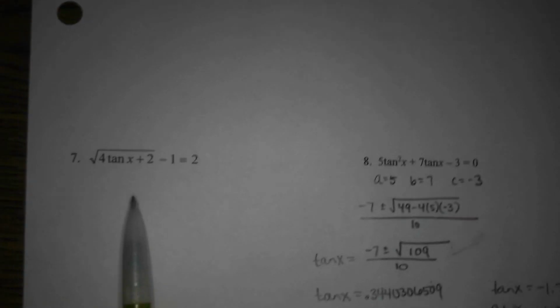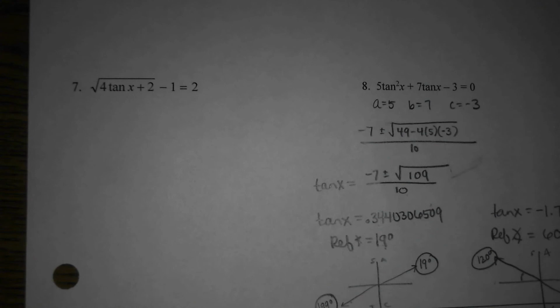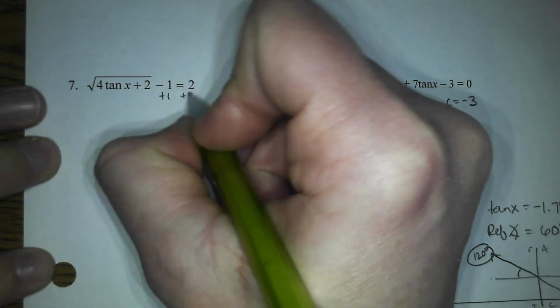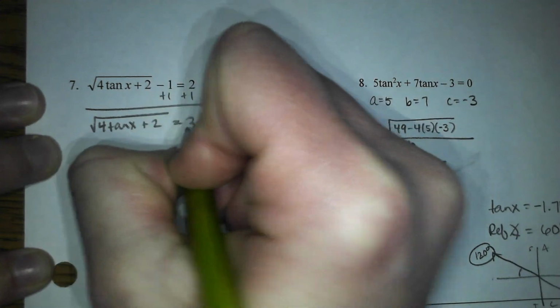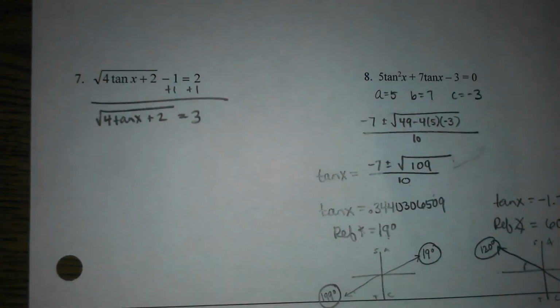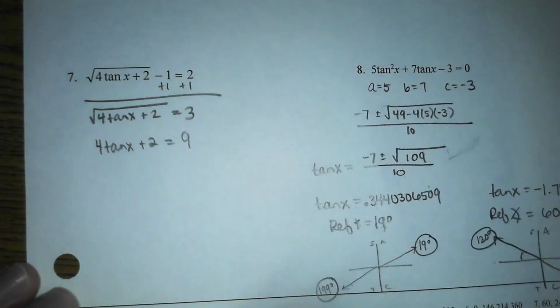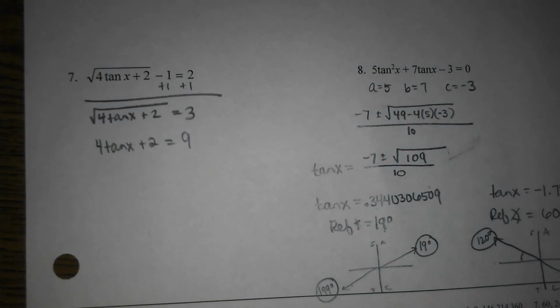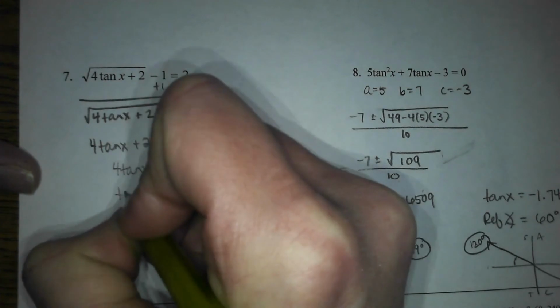Okay. Just from the review sheet, something like this. What would you do first here? Move the 1 over. Good, Brock. Then what? Square both sides. So that's just capitalizing on your understanding of, do you know how to solve a radical equation first? And then you're just going to isolate your tangent like everything else. So subtract your 2 over. Divide your 4 over.